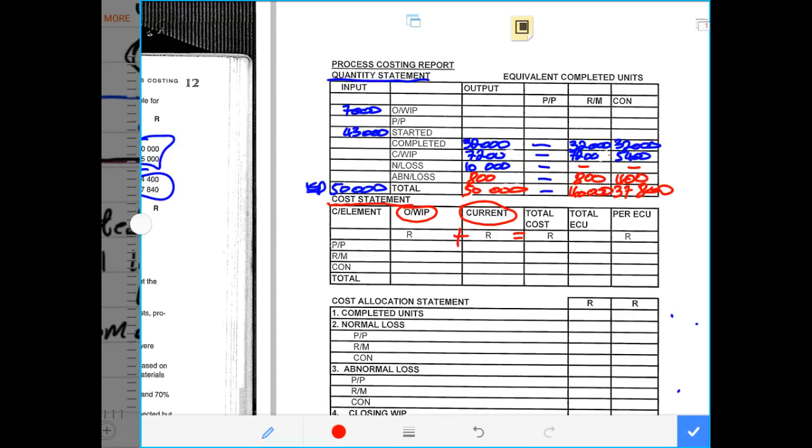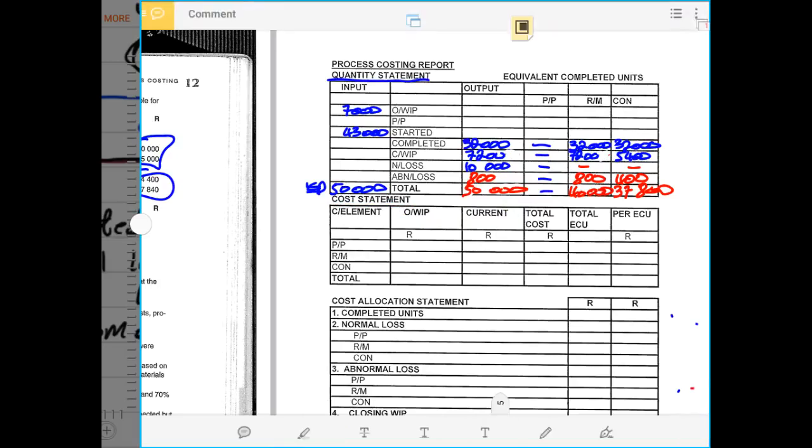Obviously, this column, PP, will not be applicable throughout. Why? Because there is no previous process. We are dealing only with a single process. PP refers to the previous process. So there are no costs that will be incurred from a previous process because we are only dealing with a single process. Be mindful of that. Opening plus current will give us total cost.